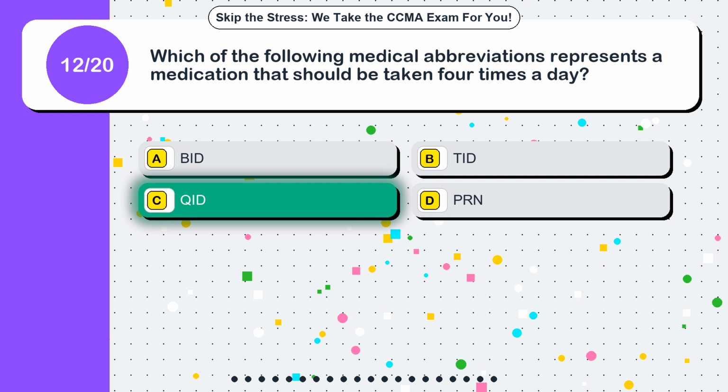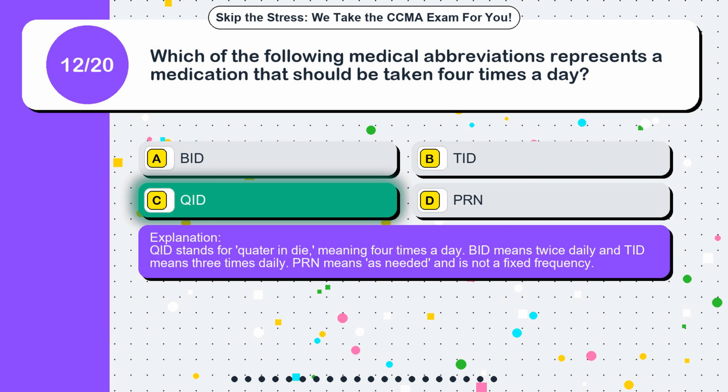QID. QID stands for quarter in die, meaning 4 times a day. BID means twice daily and TID means 3 times daily. PRN means as needed and is not a fixed frequency.